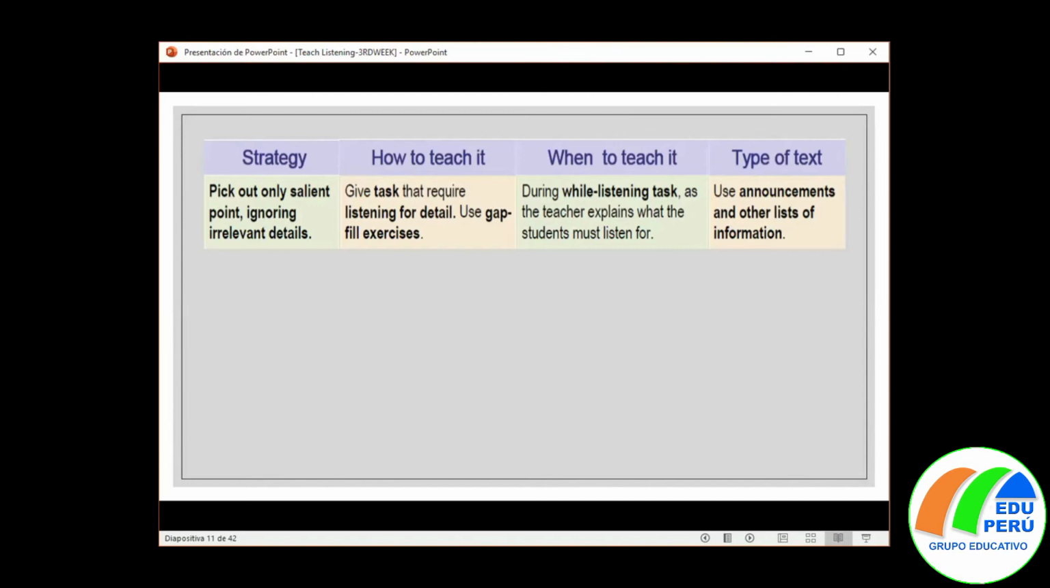Type of test. What kind of listening test? You could use announcements, another list of information. Remember, the purpose here is that your students understand every detail. And you could use gut feeling exercises, no? Some information. They need to take into account every kind of information in the test.